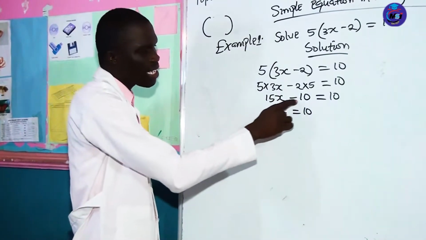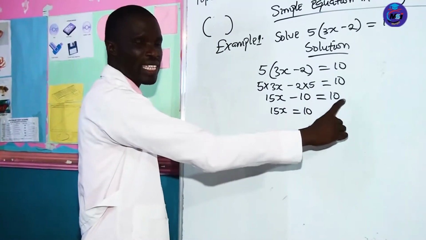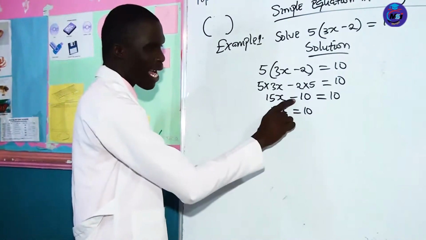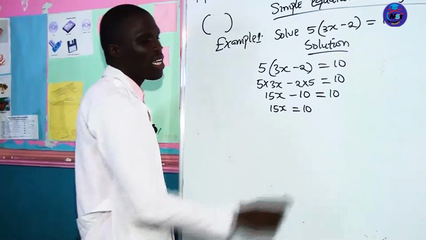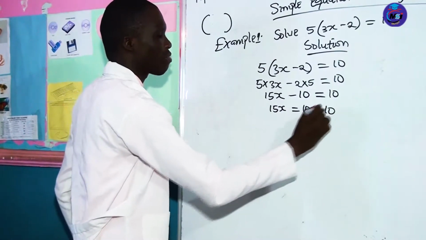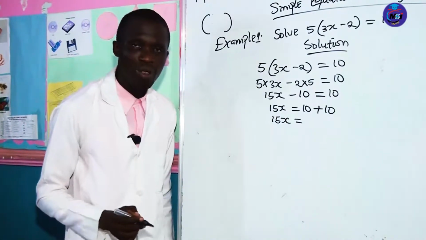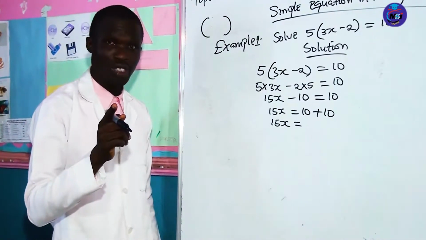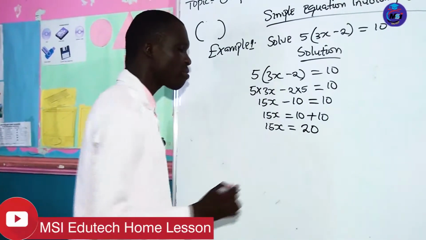So 10 here has to move from here to go and meet 10. So what happened to minus 10? When this minus crosses to the other side, it's going to turn to plus. So what are we going to do? Plus 10. Okay, 15x equals to 10 plus 10 will give us what? Okay, you got it right? Will give us 20.